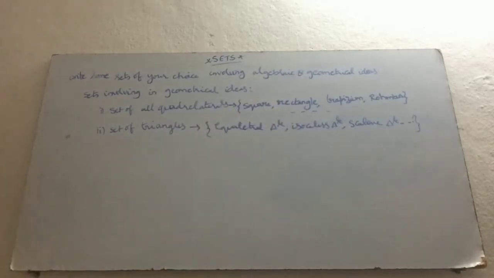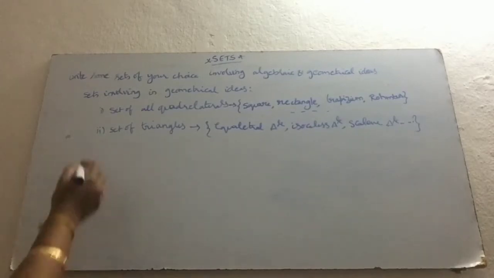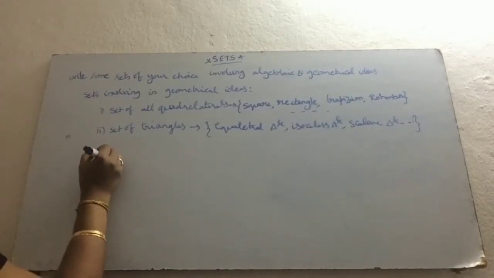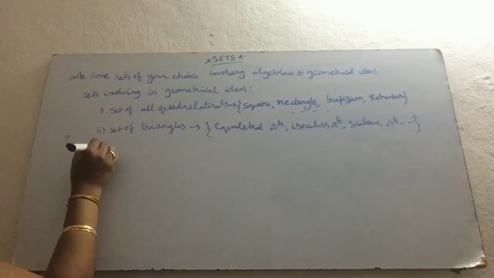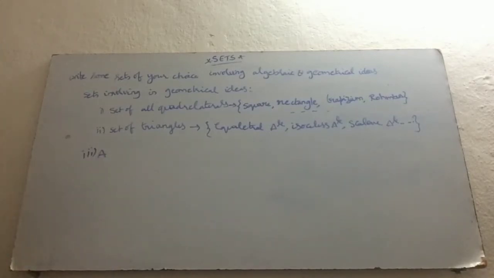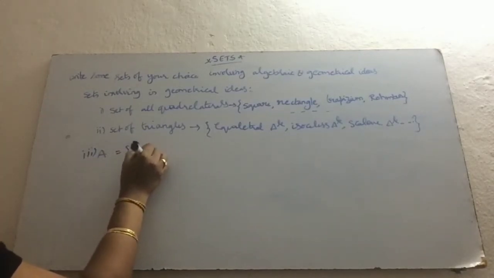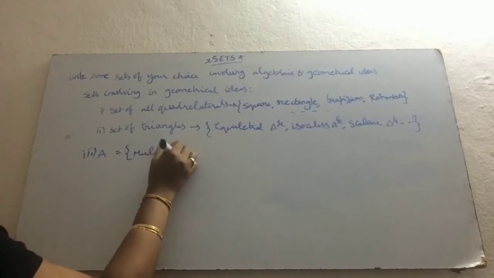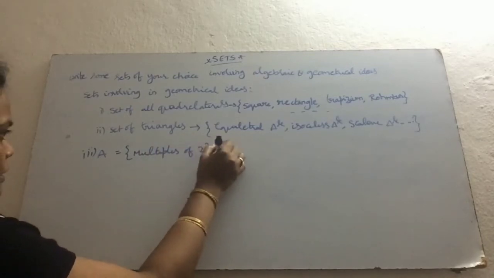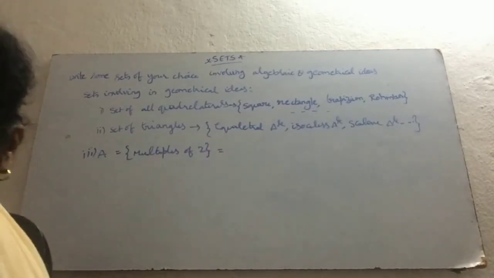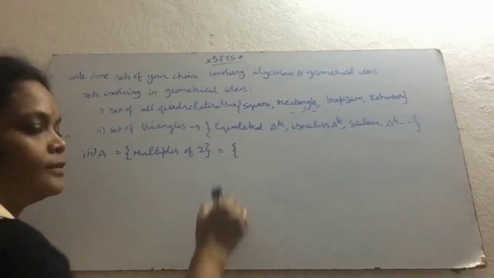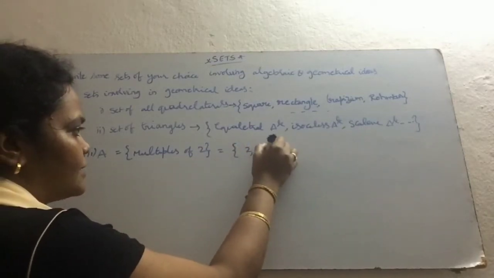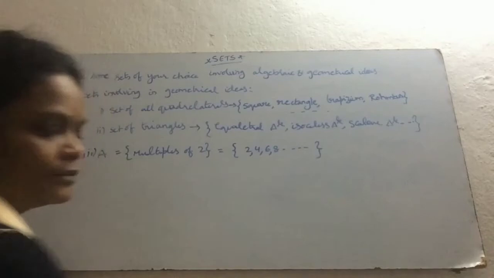And next one, algebraic ideas. I will take set A equal to multiples of 2. That means what are the multiples of 2? 2, 4, 6, 8 and so on, like that.